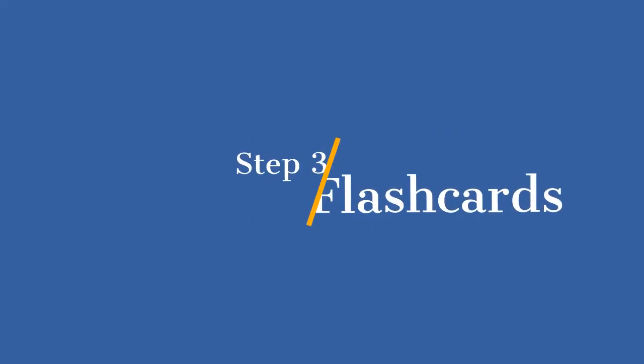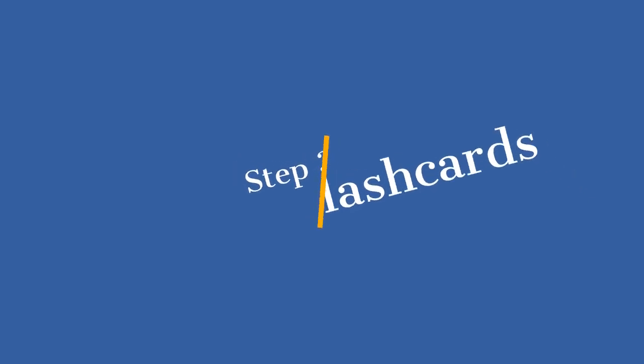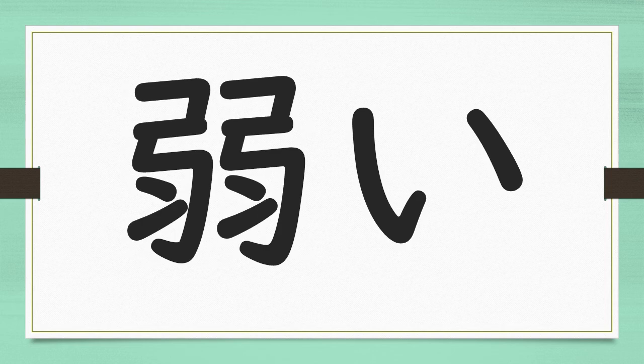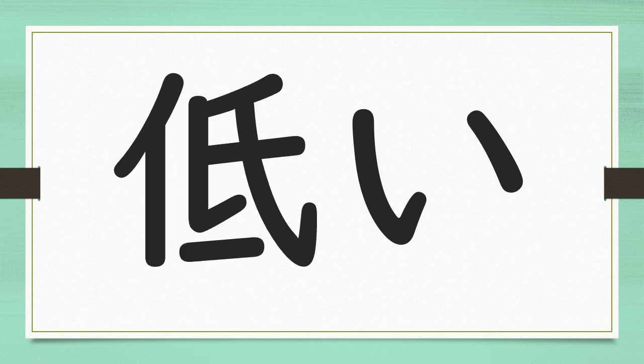Step 3, flashcards. Try to remember the meaning of the word and pronunciation. I will say the word, repeat after me. Strong, 強い. Weak, 弱い. High, expensive, 高い. Low, 低い.